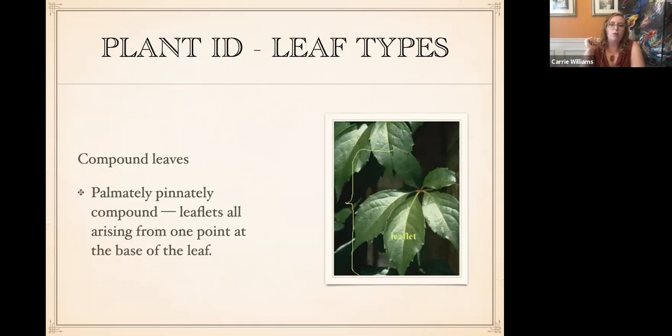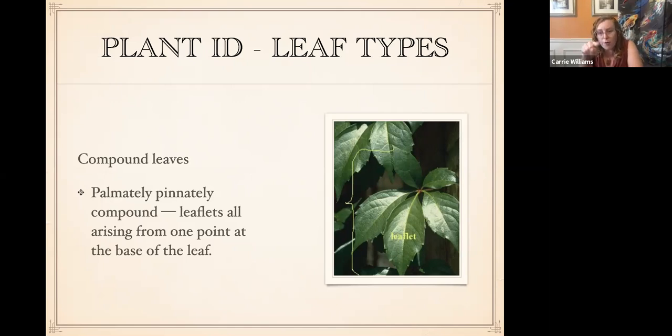Another type of compound leaf, so those are all pinnate. So you have that main axis, that's pinnate. There can also be palmately compound. So that's where all the leaflets arise from one point at the base of the leaf. That is a Virginia creeper right there. Some people plant it as a lovely plant. Some people see it as a weed. It tends to be weedy at my house.